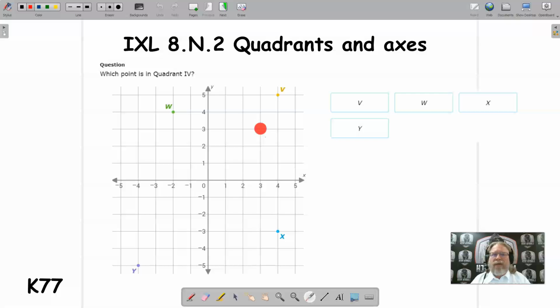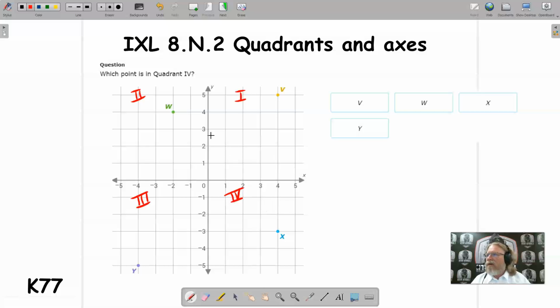Remember that we start in the upper right corner here and we go counterclockwise. It is Quadrant 1, Quadrant 2, Quadrant 3, and Quadrant 4. Let's go ahead and label those. So we have Quadrant 1, Quadrant 2, Quadrant 3, and Quadrant 4. One of the few times in life that we still use Roman numerals is to label the quadrants of the coordinate plane.